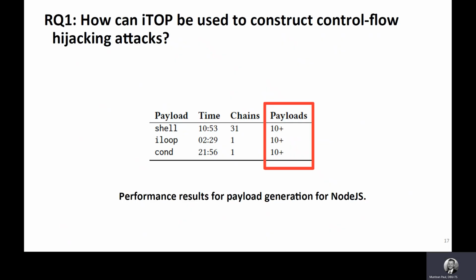Coming to the results, we ask ourselves four research questions. The first one was, how can iTOP, our tool, be used to construct control flow hijacking attacks? For this, we used a case study based on the Node.js program. There we created different types of payloads like the shell, iLoop, and condition, and we searched for different chains and demonstrated that we can generate more than 10 payloads in a very short amount of time. More details are presented in the paper.